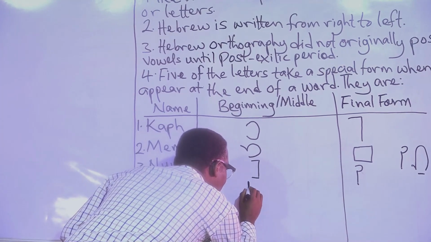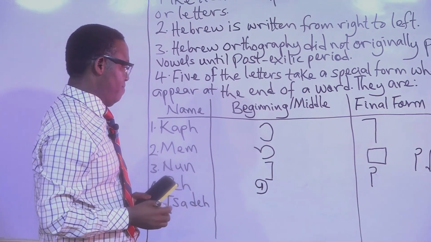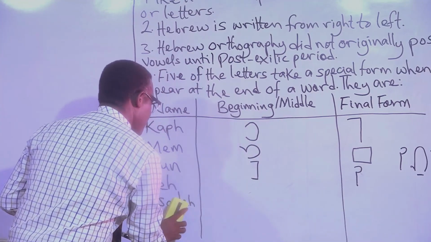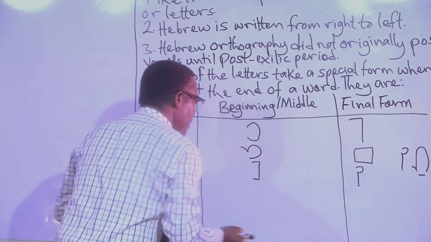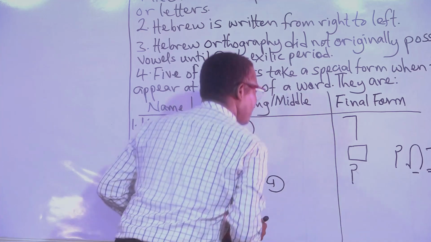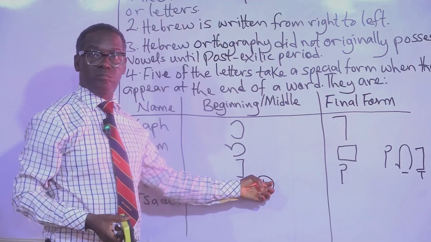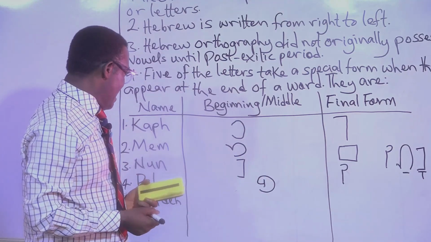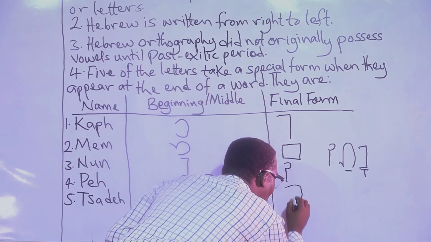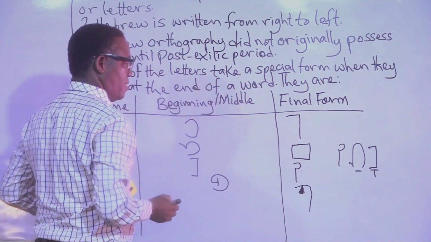We come to the fourth one, which is pe. This is the normal form of pe at the beginning of a word or in the middle. But when it is the last letter of a word, this is the form it takes.